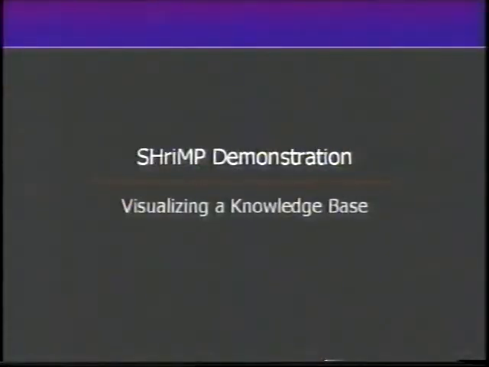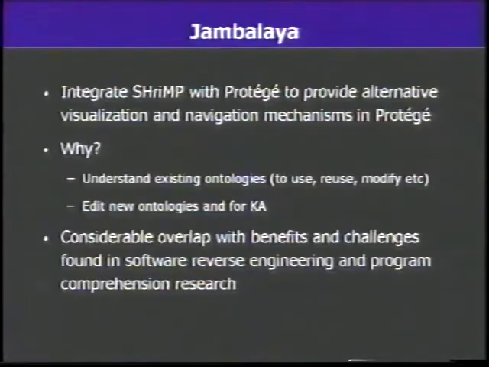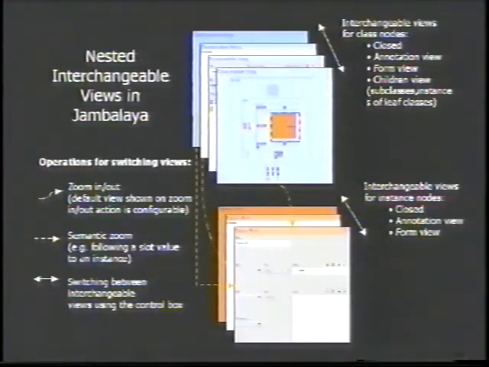SHriMP has been implemented using Java Beans. As such, it is possible to integrate SHriMP with any other application that uses Bean components. Thus far, SHriMP has been successfully integrated with the Protégé knowledge management system being developed at Stanford University. The amalgamation of SHriMP and Protégé is known as Jambalaya. By itself, Protégé does not provide any graphical visualization of its knowledge bases. Jambalaya provides this graphical visualization and an alternative method of navigation by adding a Jambalaya pane to the Protégé interface.